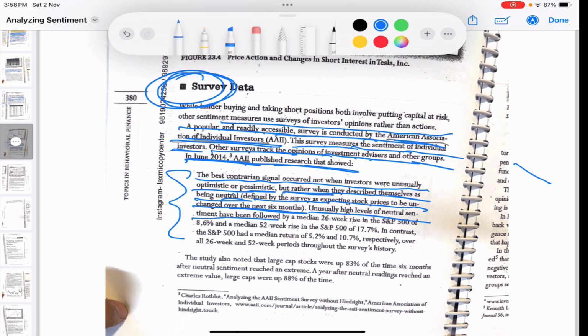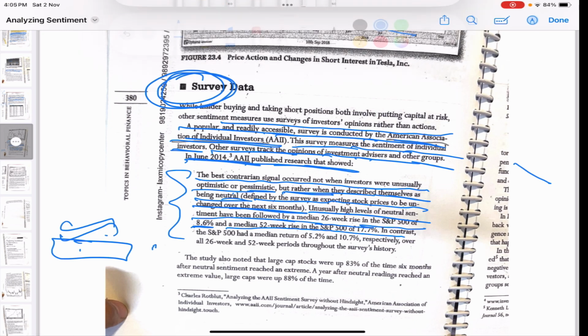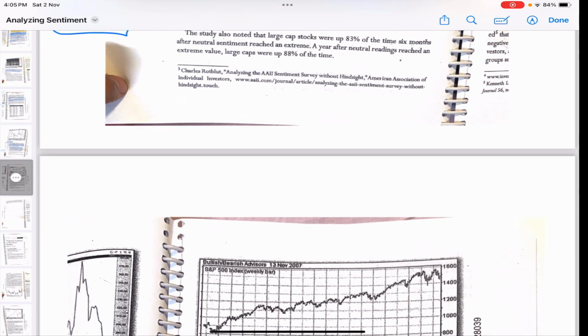Unusually high levels of neutral sentiment have been followed by a median 26-week rise in the S&P 500 of 8.6%. So when people were neutral about some stock, that played out more as compared to when they were either optimistic or pessimistic about a particular stock. The study also noted that large cap stocks were up 83% of the time 6 months after neutral sentiment reached an extreme. A year after neutral readings reached an extreme value, large caps were up 88% of the time.